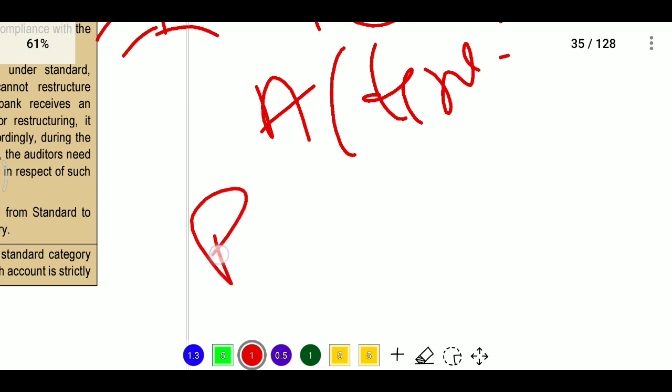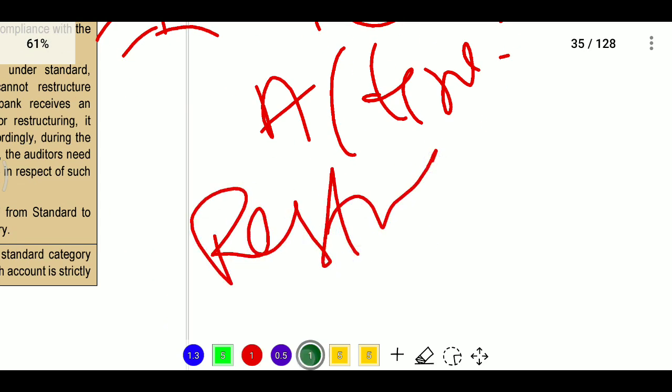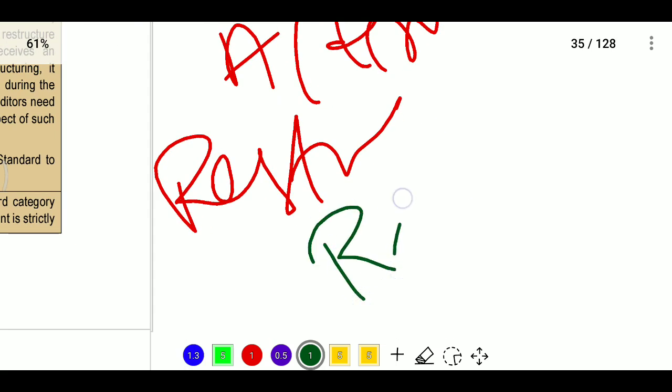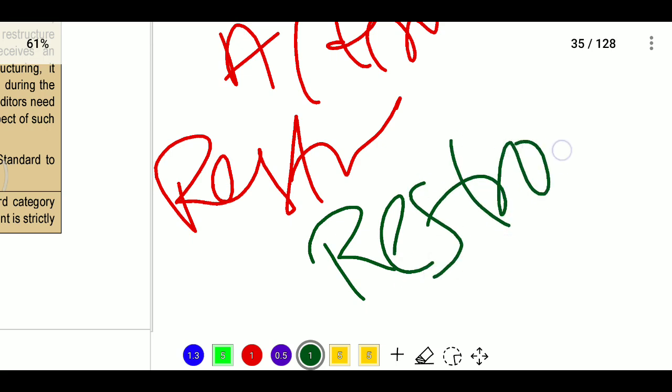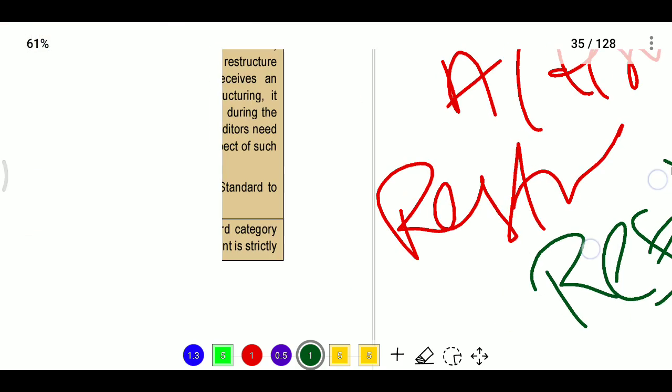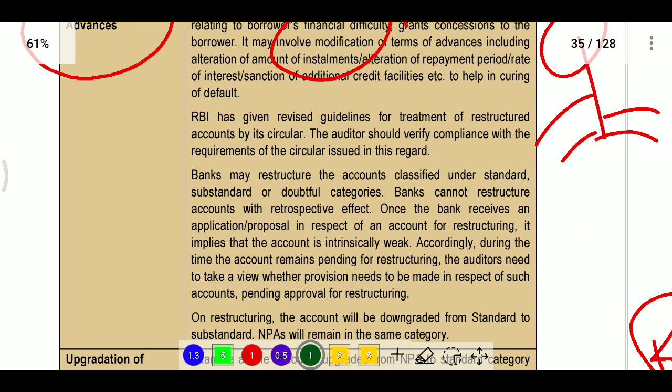Now the bank may restructure an account classified under any category. The bank cannot restructure accounts with retrospective effect, so they are allowed to give the effect on a prospective basis but not on a retrospective basis. That is restructuring, and restructured accounts will be downgraded from standard to substandard. An NPA will remain in the same category.